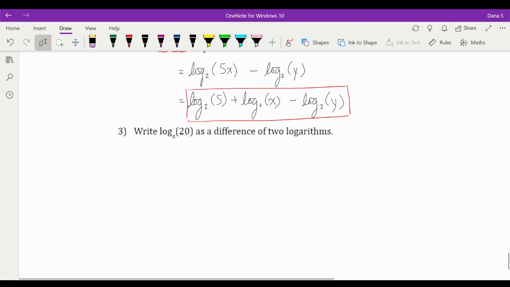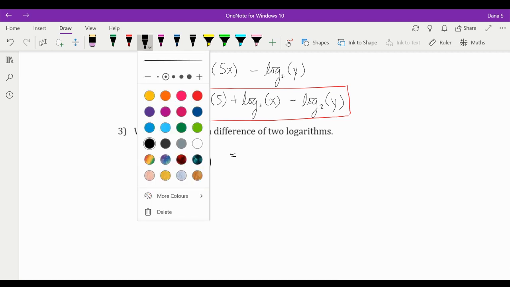Finally, for the last one, we're asked to write log base a of 20 as a difference of two logarithms. To do that, we are first going to think of a quotient that produces a result of 20. So there's infinitely many possibilities, but an easy one would be 40 divided by 2 is 20. Let's go with that. So I'm simply going to replace 20 with something that is equivalent to 20, but written as a quotient. So we can agree that 40 over 2 is equivalent to 20. And now that we have the logarithm of a quotient, we can write this as a difference of two logarithms.